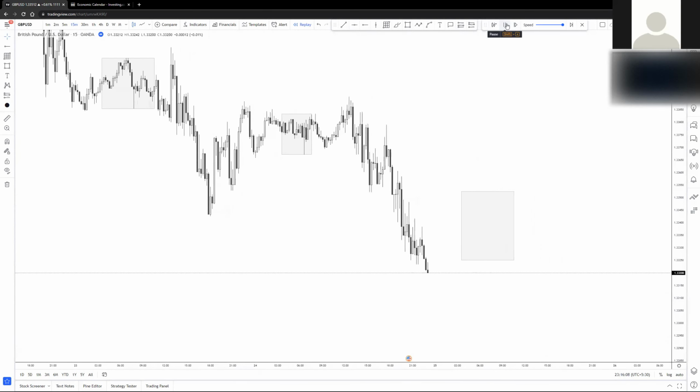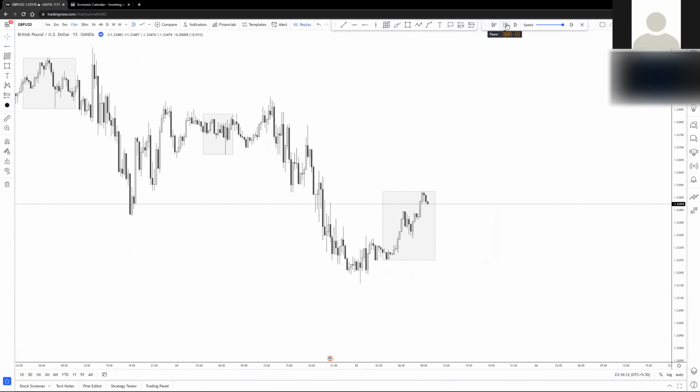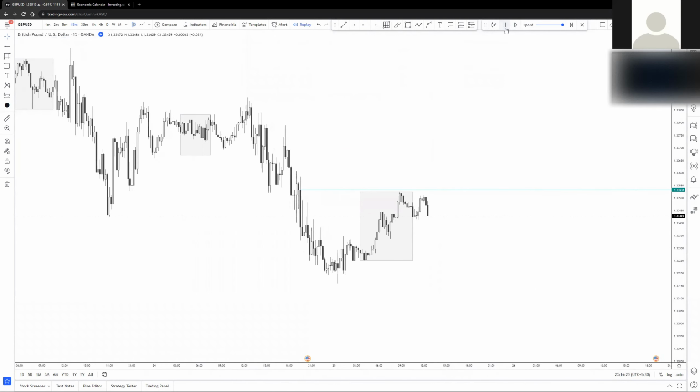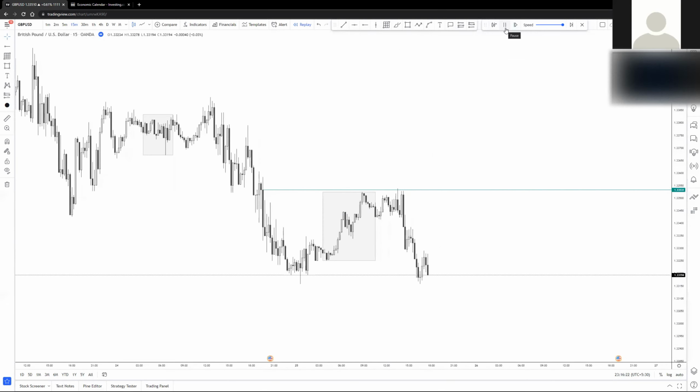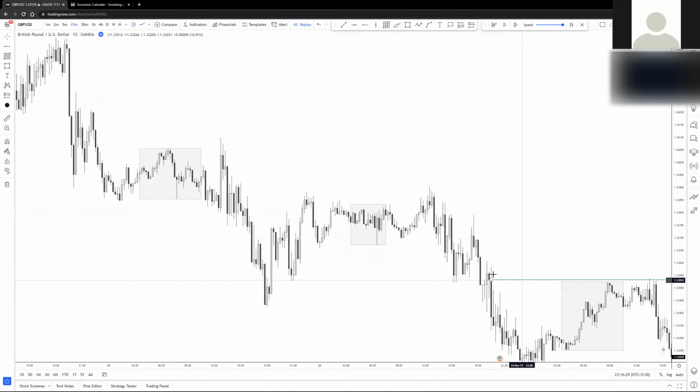I think even this day, Asia, wick higher than the previous wick. See that? London Open tapped and it drops. Keeps happening. It should be higher than the previous candle. That's it.